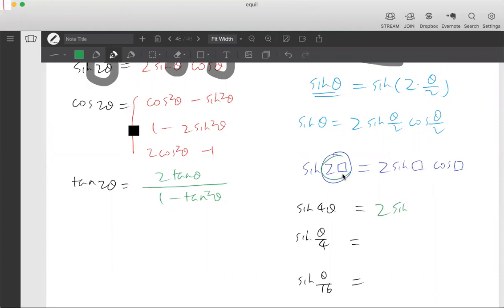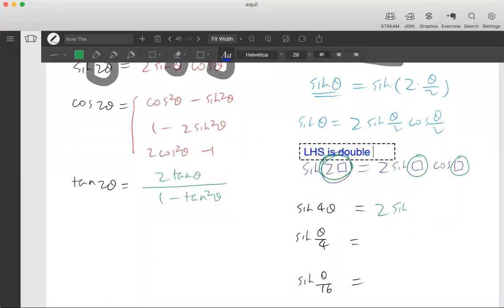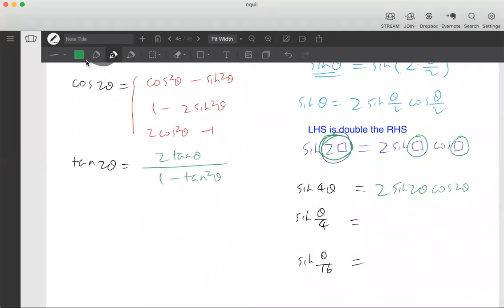This is 2 theta here. This is 2 box. The 2 box becomes 2 single box. The left hand side is double the right hand side. That's why we call it a double angle formula. It's relatively double. So what does sine 4 theta equal? It's like 2 sine 2 theta cos 2 theta. Yeah, perfect. Frank, could you please tell us what sine theta over 4 equals?